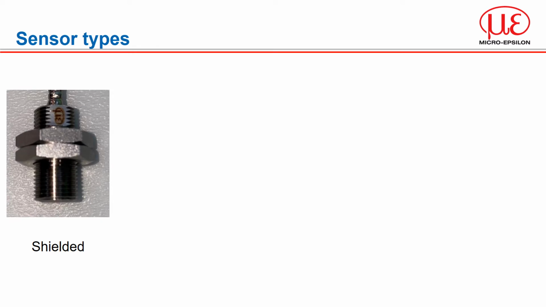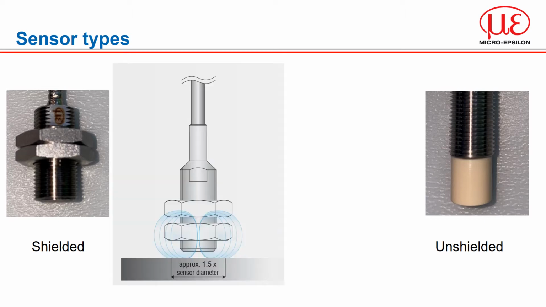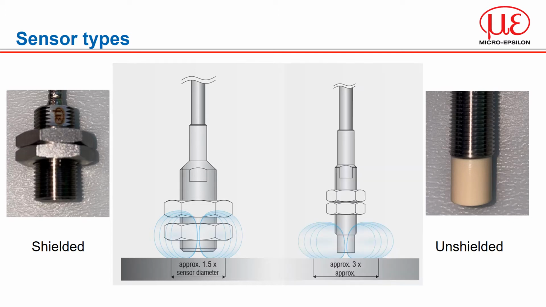We have two basic sensor configurations. Shielded sensors are categorized by the fact that the metal casing of the sensor body extends along the whole length of the sensor. An unshielded sensor is one that has the front peak cap exposed. The target surface area should be 1.5 times the sensor diameter for shielded sensors and 3 times the sensor diameter for unshielded versions.